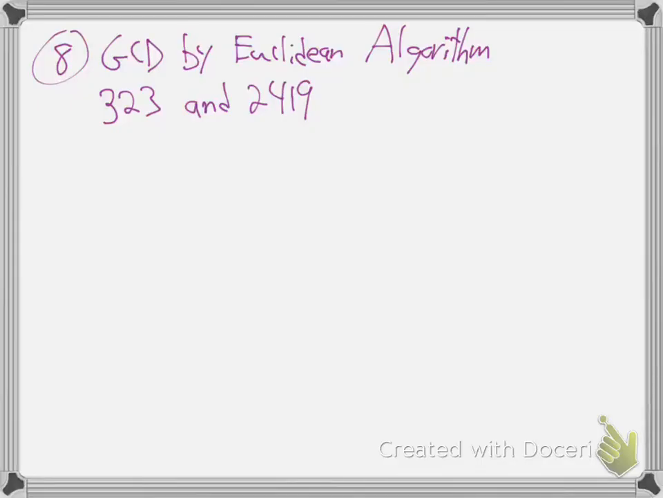Okay, so let me let you write that down. GCD by the Euclidean Algorithm. 323 and 2419. Okay, so how do we do the Euclidean algorithm? Basically, it's a really weird thing. How about I do it once, you just kind of write it down, then I'll write some words for what I did, and then I'll do it again more slowly.